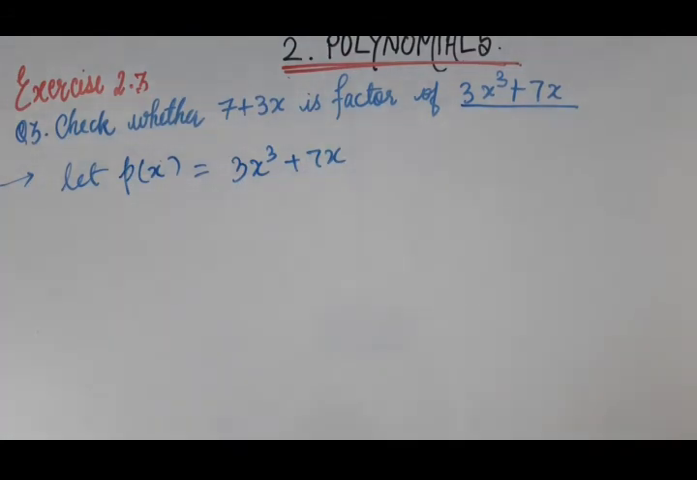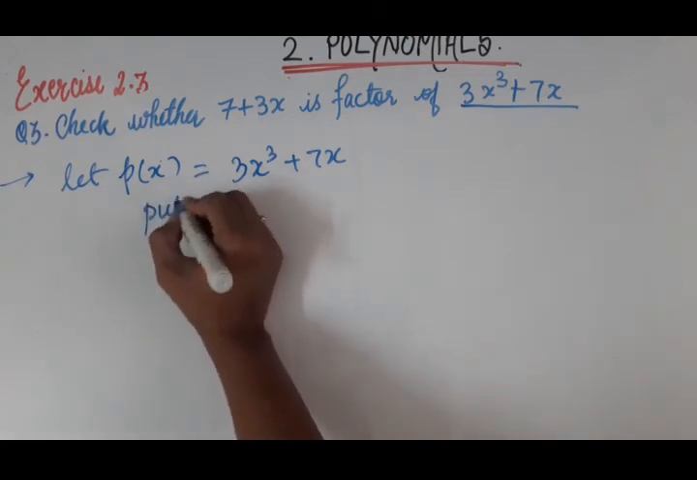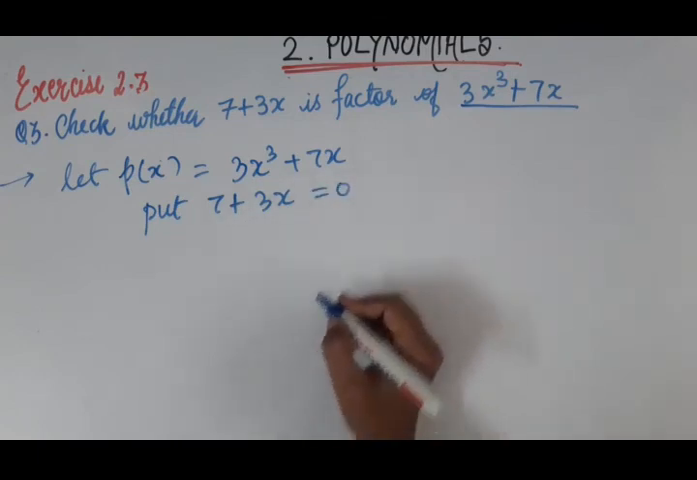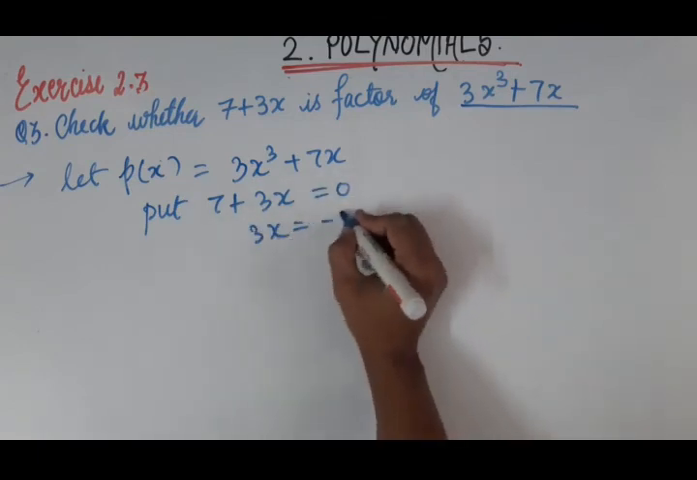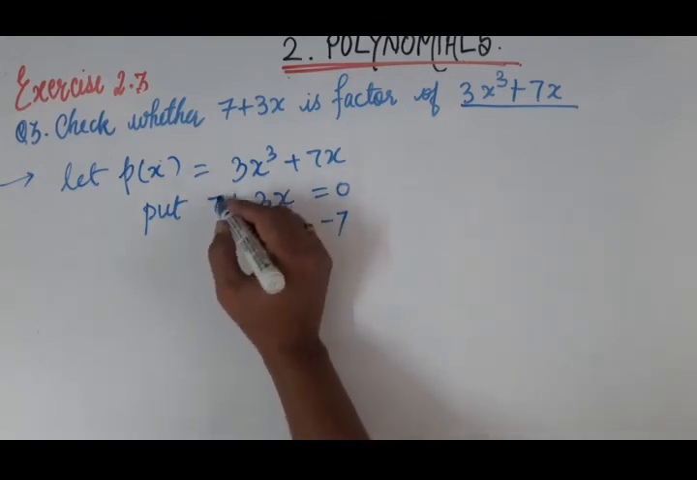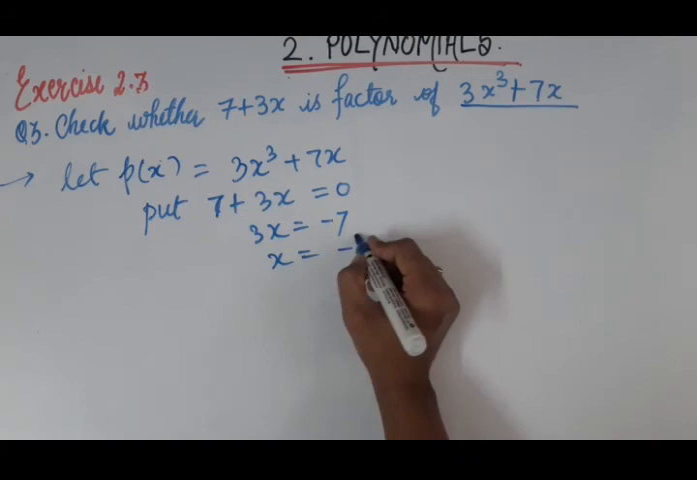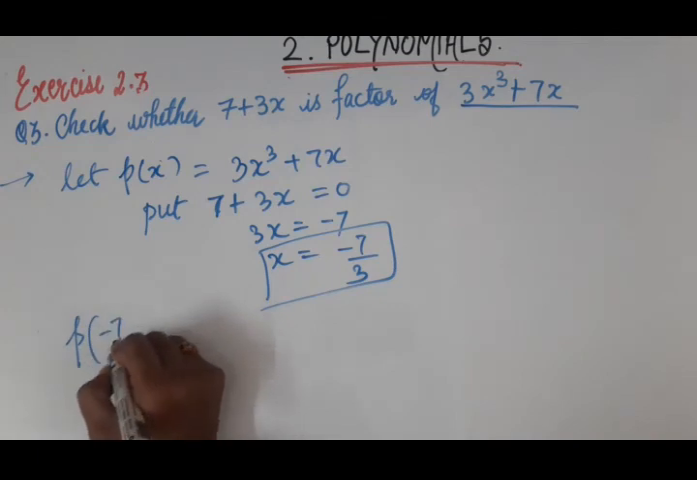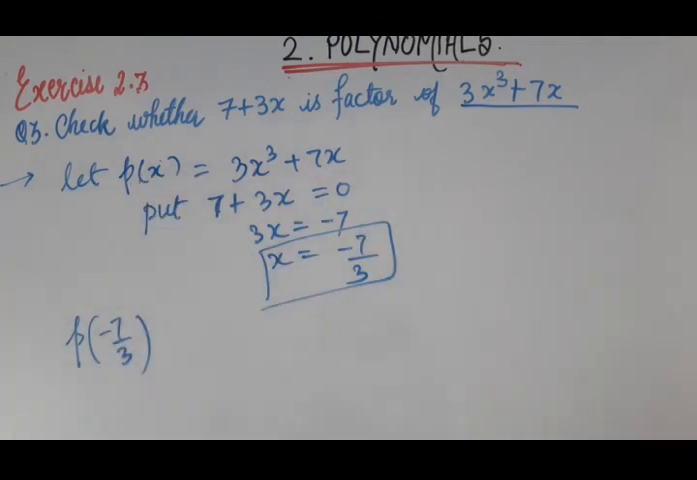And what will be your divisor? 7 plus 3x. Now to find the remainder, we have to find the zero of the divisor and put it in the dividend. To find the zero of the divisor, we equate it to 0. So put 7 plus 3x equal to 0 and find the value of x. 3x will be equal to minus 7, and x will be equal to minus 7 by 3. So what is your zero? Minus 7 by 3. Now we have to find p of minus 7 by 3. Replace x with minus 7 by 3 in your dividend.